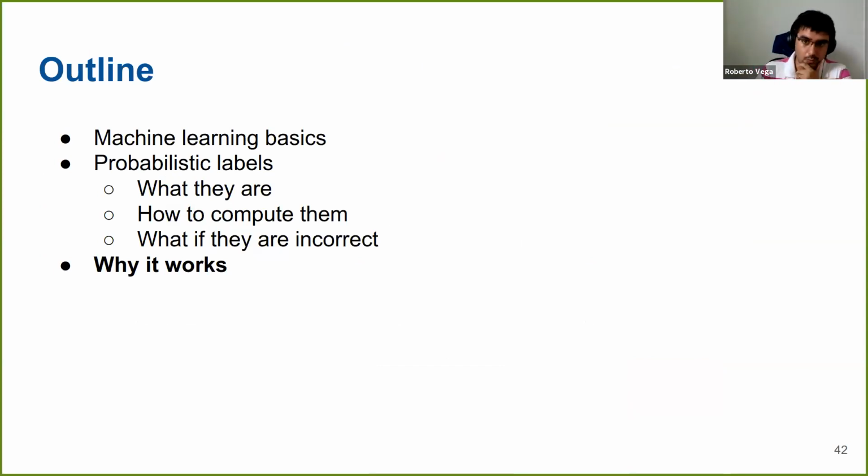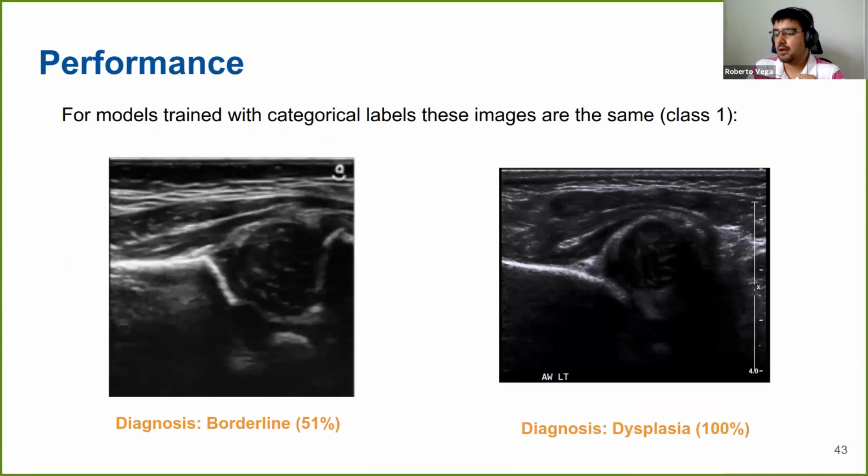So now let me tell you why we believe that this works. First is because of the performance in the accuracy. For models that are trained with just categorical labels, these two images are the same. This one and this one. Both of them are class 1. Even when in reality, a physician considers this a borderline case, they are only slightly inclined to say that the person might have the disease because of the angle of this bone. And in this one, they are completely sure that the person in this image has dysplasia. So there is a real difference, and the physician can identify the difference.